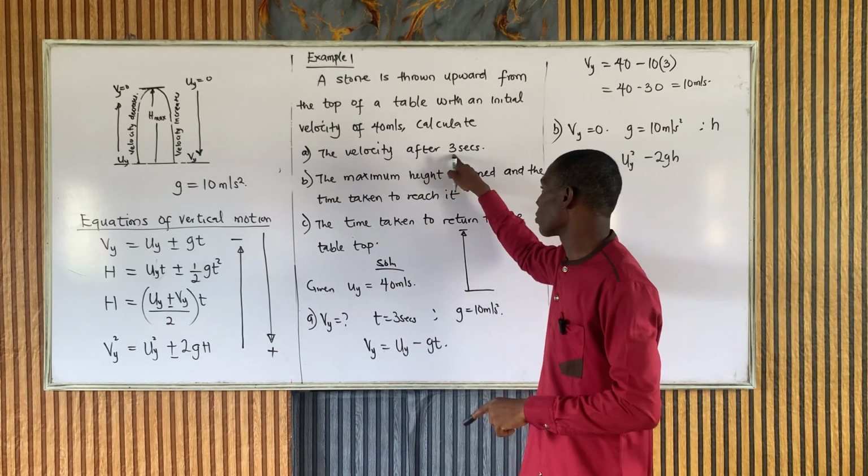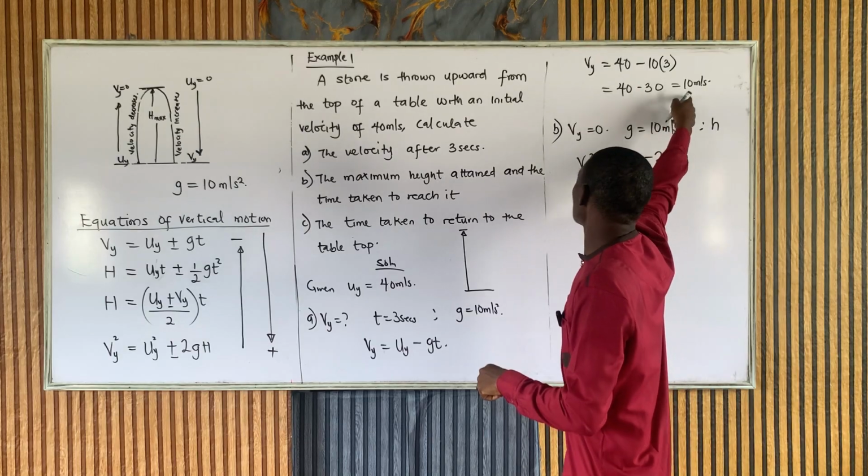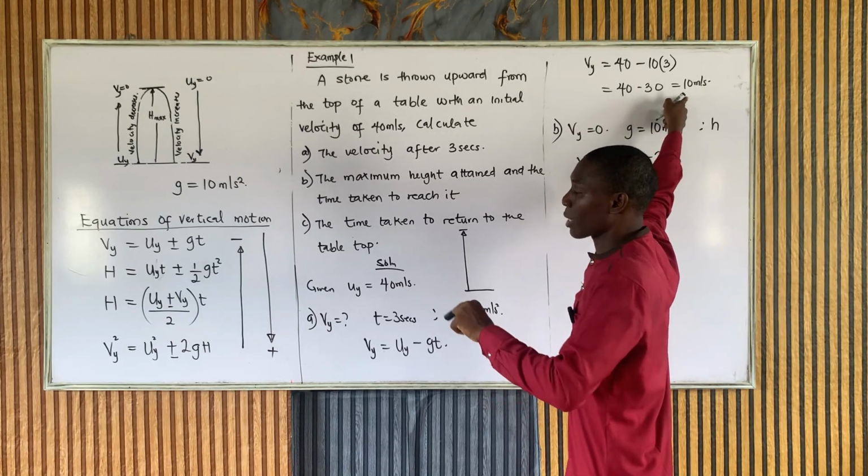And I cannot use this 3 seconds, because at 3 seconds the velocity is still 10, meaning that it will still take more than 3 seconds to get to the maximum height.